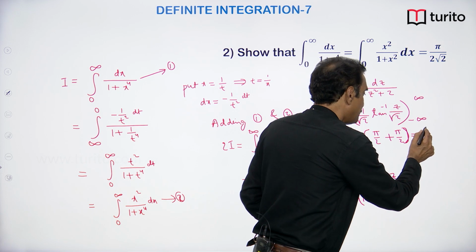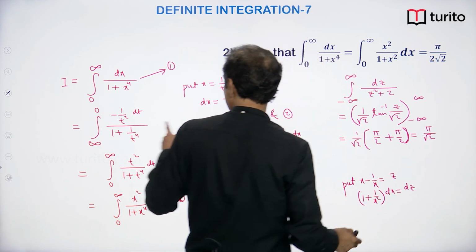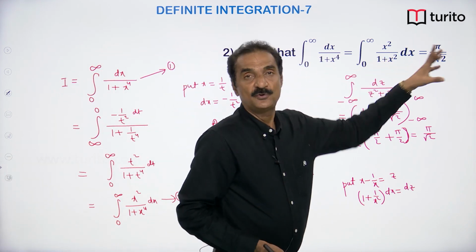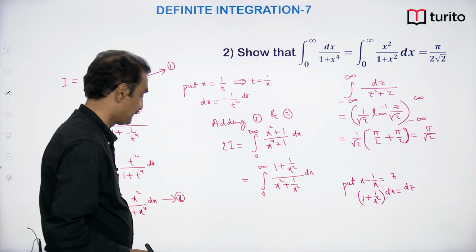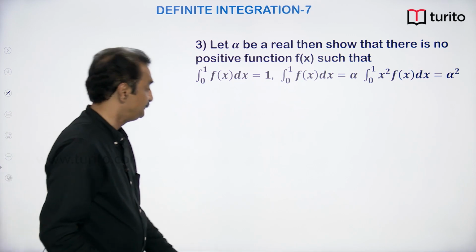Then we are getting pi by root 2, but this is 2I. So, I is equal to pi by 2 root 2, it is proved. Let us proceed to the next question.